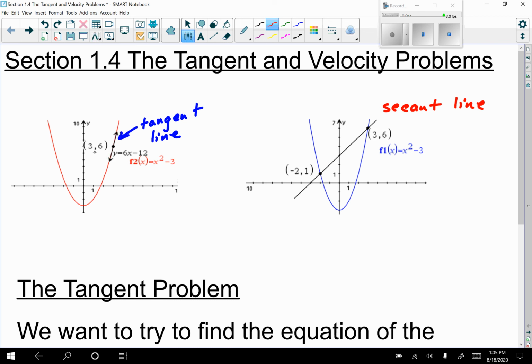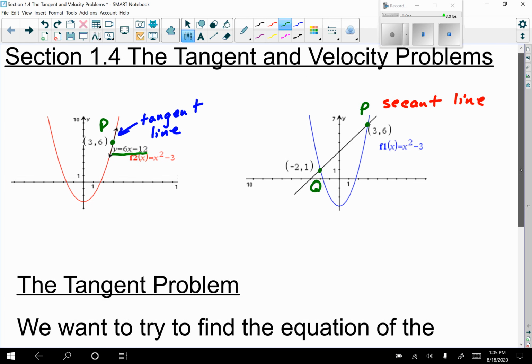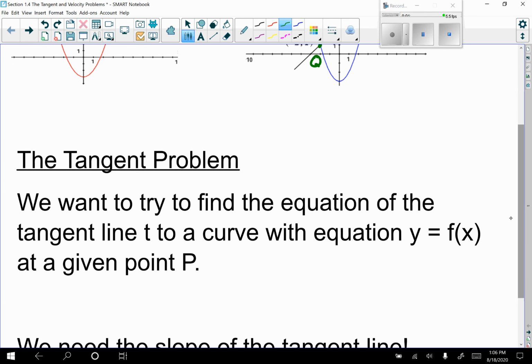Notice I constructed very specific points here: 3, 6, and then negative 2, 1. Right now I'm going to call this point P, and then this will be point Q. The actual ordered pairs are not necessary. They're just values if we need to refer to them. But ultimately, our goal is to find the equation of this tangent line. Because I generated this on my calculator, this was given to me. By the end of this section, we're going to figure out how the calculator came up with that. So our very first goal here addresses the tangent problem.